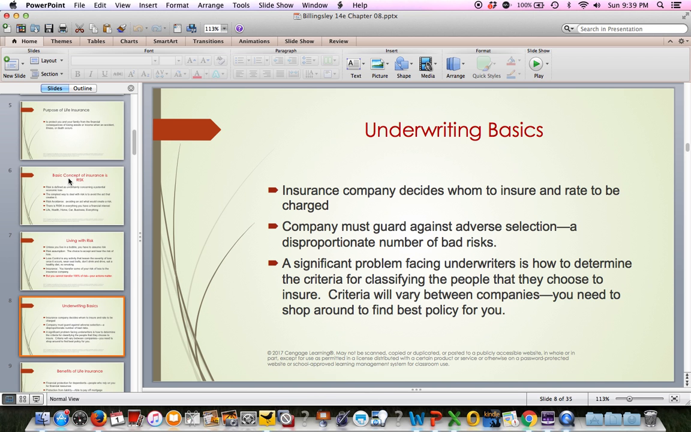Companies have to guard against adverse selection, when you take on a disproportionate amount of bad risks. You have to have really good risks to help pay for and offset the bad risks. A significant problem facing underwriters is how to determine the criteria for classifying people they choose to insure, basically deciding what are acceptable risks, what rate to charge, and so on. So when you get life insurance, your premiums are generally based on your age, your gender, your health, and your occupation. Clearly, some occupations have higher elements of risk to them than others do.